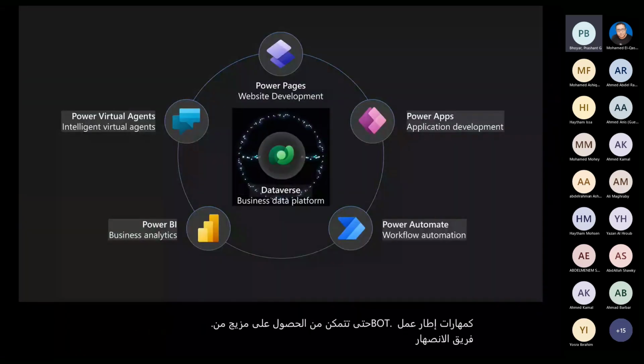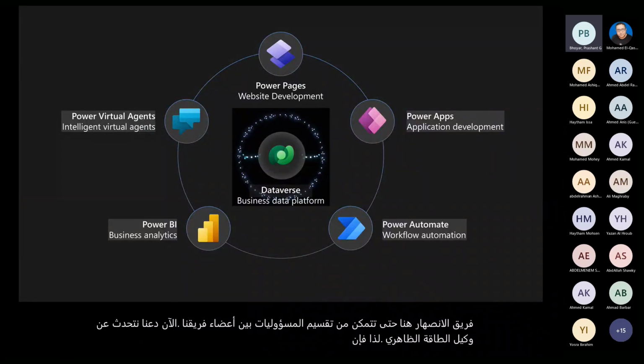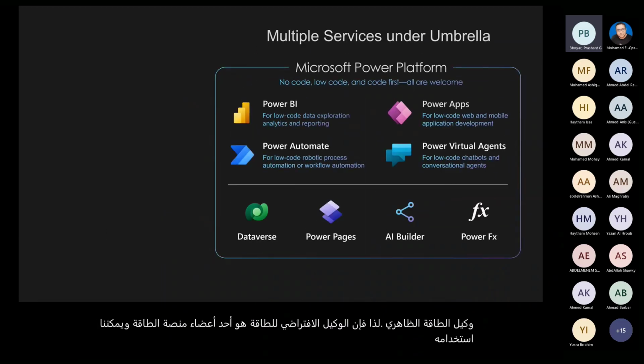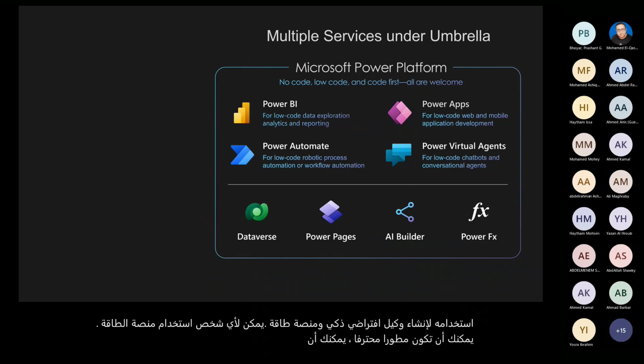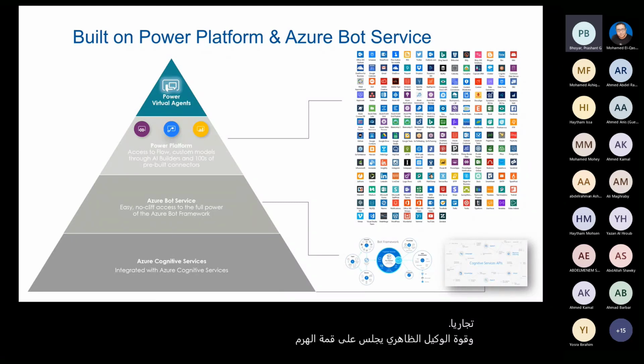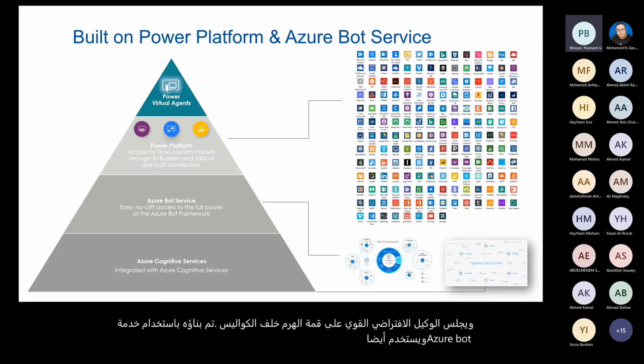Now let's talk about Power Virtual Agent. Power Virtual Agent is one of the members of Power Platform, and we can use it to create intelligent virtual agents. And anyone can use Power Platform. You can be a professional developer, a citizen developer, or a business user. Power Virtual Agent sits on the top of the pyramid. Behind the scenes, it is built using Azure Bot Service, and it also uses a lot of Azure Cognitive Services. And it has really good integration with Power Platform.